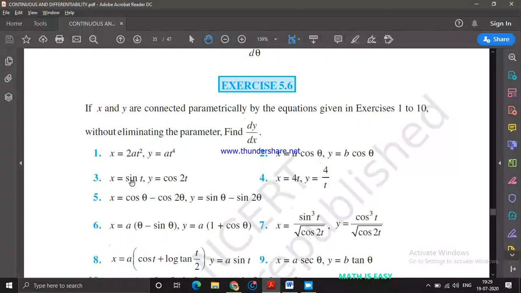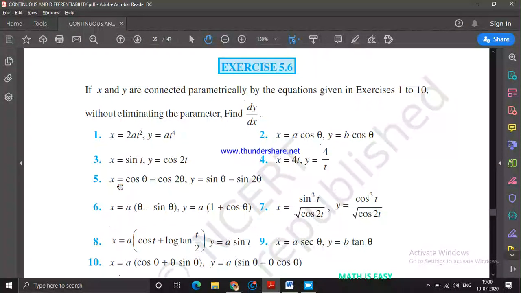Now the third question is x equals sin t, so dx by dt equals cos t will come, and dy by dt is the derivative of cos 2t, which is minus sin 2t into the derivative of 2t, which is 2. So dy by dt will come as minus 2 sin 2t. Then this one you can also differentiate easily. Dx by dt will come as 4. Dy by dt will come as minus 4 upon t square, because the differentiation of 1 by t is minus 1 by t square. The differentiation of 1 by x is minus 1 by x square. The same formula I applied here.